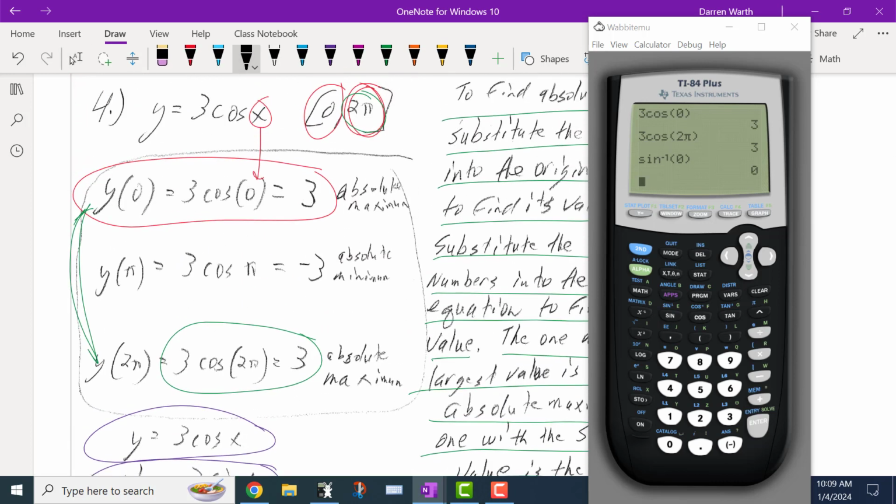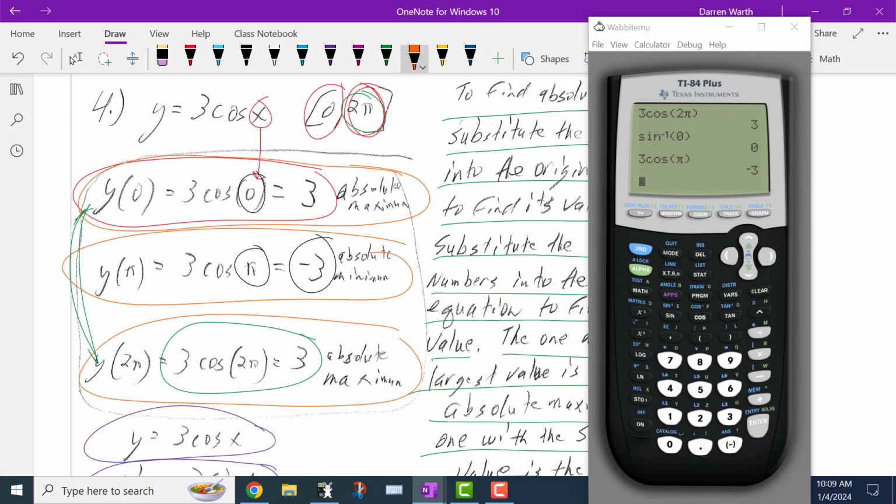So here's pi right here. Here was 0. That's already an endpoint, so I already tested that. And now I'm going to test pi. I type in my calculator 3 cosine, and then type in pi, and hit enter, and you get negative 3. So now you just compare those three. The largest is at 0, where you get 3 as your absolute maximum. Here's an absolute minimum right here, and this one would also be an absolute maximum. And you can have more than one absolute minimum and absolute maximum.